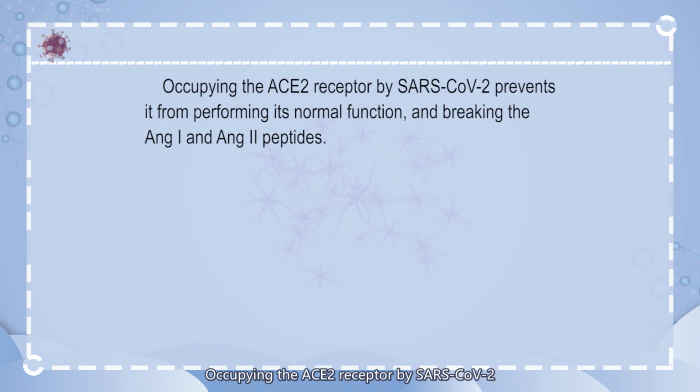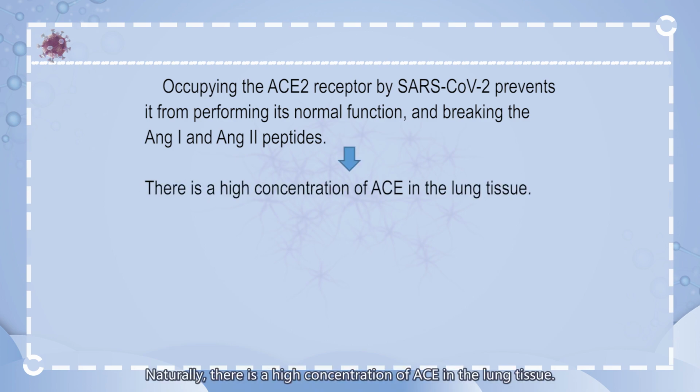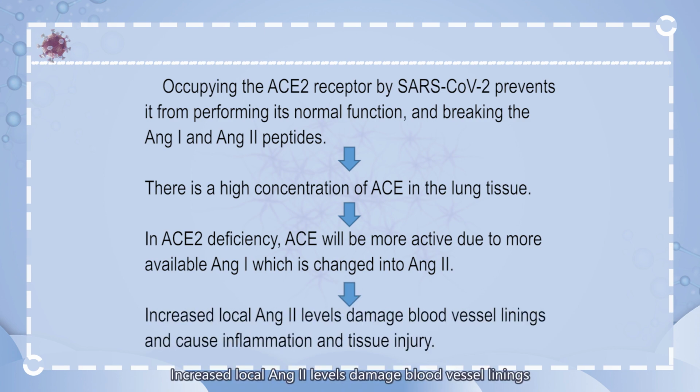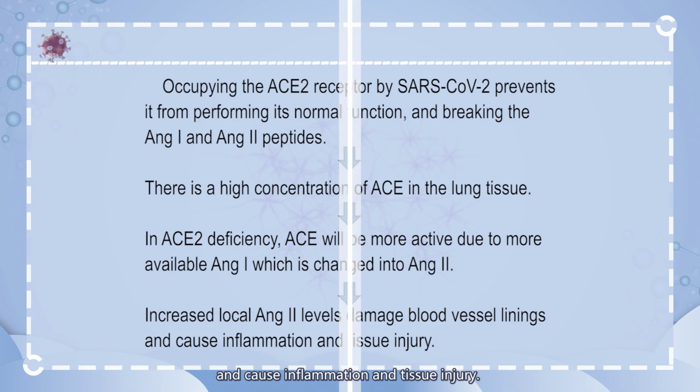Occupying the ACE2 receptor by SARS coronavirus 2 prevents it from performing its normal function of breaking down the angiotensin I and angiotensin II peptides. Naturally, there is a high concentration of ACE in the lung tissue. Thus, in ACE2 deficiency, ACE will be more active due to more available angiotensin I, which is changed into angiotensin II. This increases the local angiotensin II levels, damages blood vessel linings, and causes inflammation and tissue injury.